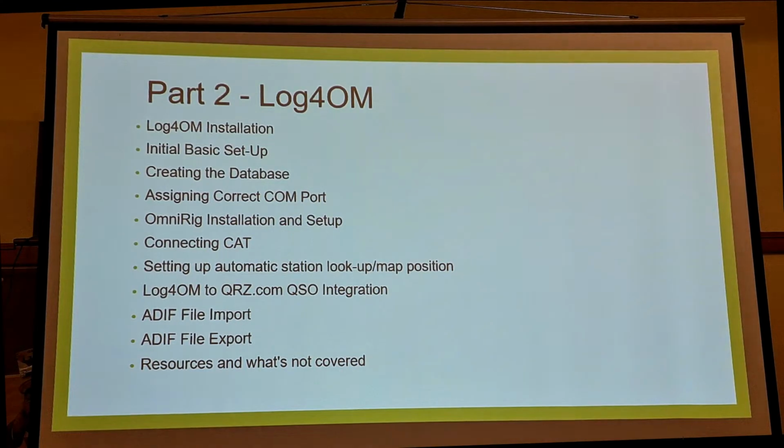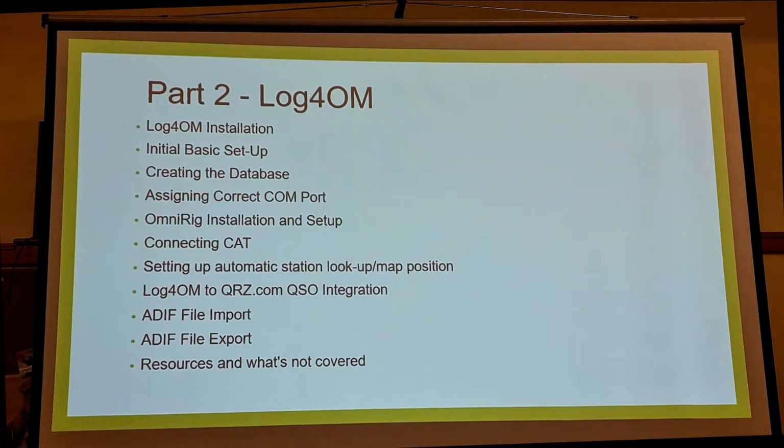What we're going to cover today is how to install LOG4OM, some initial basic setup. Then we need to create a database. We're going to look at assigning COM ports to LOG4OM, and at OmniRig, which you need to have installed as part of LOG4OM. Then we're going to look at connecting the CAT so you've got full control of your radio, syncing in with LOG4OM. So as you swing the VFO on the radio, the LOG4OM VFO will show what frequency you're setting to.